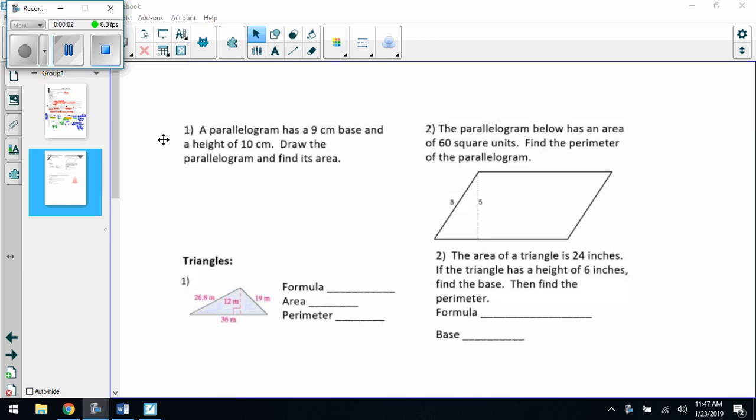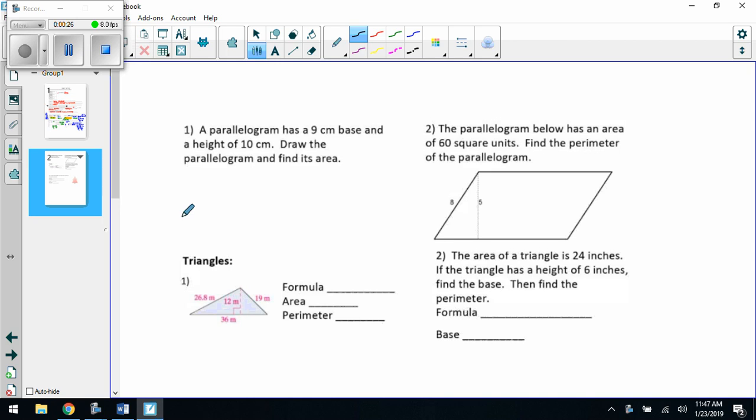So if you turn the page on your Chapter 2, Task 1 area notes, this is part 2. So we're going to do some more practice problems using the formulas that we just talked about on the other page. Number 1 says a parallelogram has a 9-centimeter base and a height of 10 centimeters. They want us to draw the parallelogram and find its area.